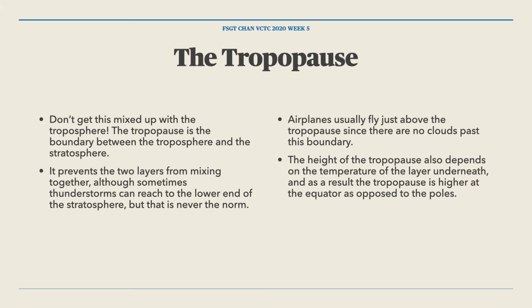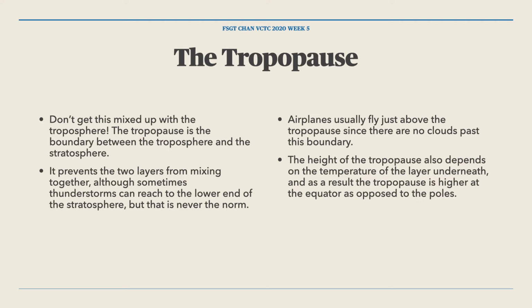Then we go over the tropopause, which is the boundary between the troposphere and the stratosphere, the next layer. It prevents the 2 layers from mixing together, although sometimes thunderstorms can reach the stratosphere, but that's not normal. Most of the clouds are located in the troposphere, not the tropopause or higher.